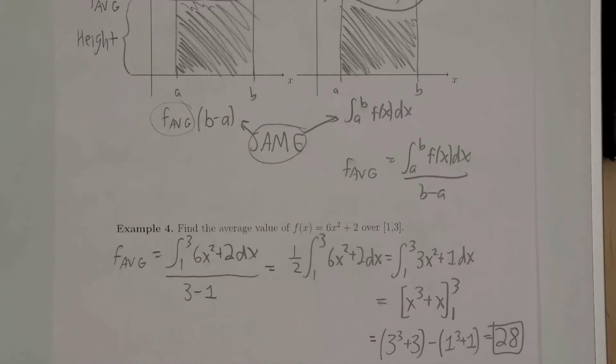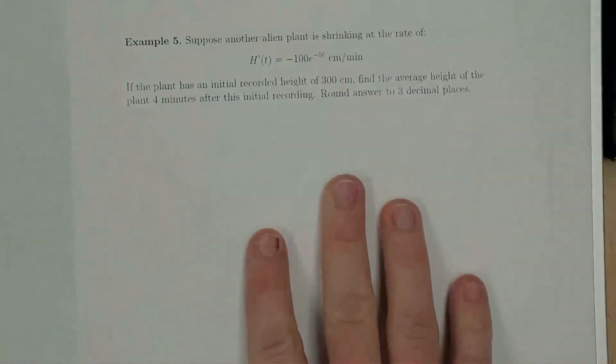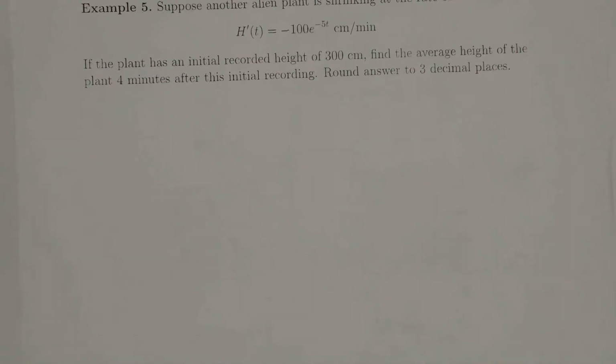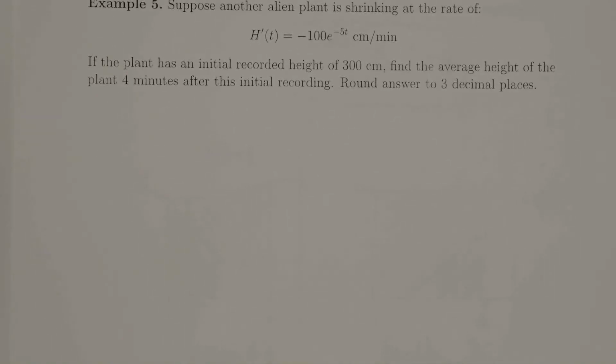All right. So nothing too crazy, but now let's spice things up a bit. So now what we're going to do is throw one of the harder questions from today's homework at you. Suppose another alien plant is shrinking at the rate of -100 times e to the -5t. If the plant has an initial recorded height of 300 centimeters, find the average height of the plant 4 minutes after this initial recording, and round your answer to 3 decimal places.